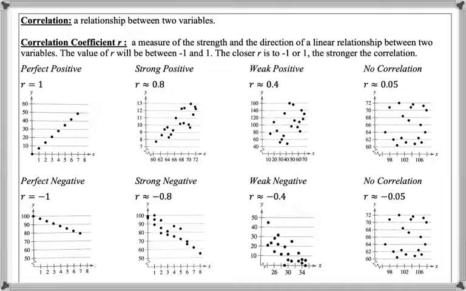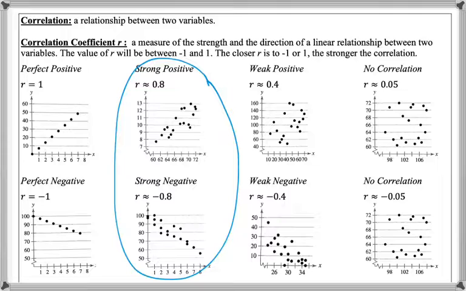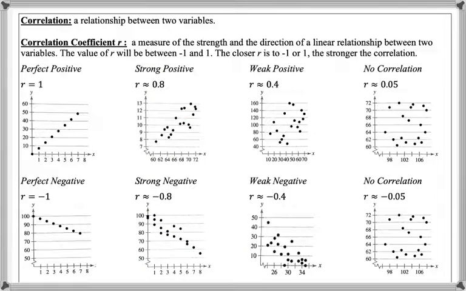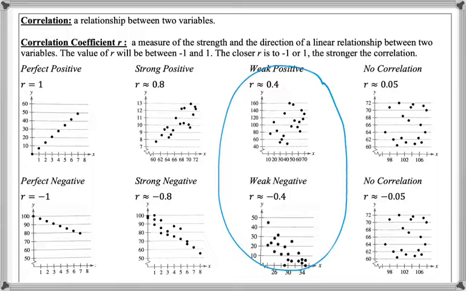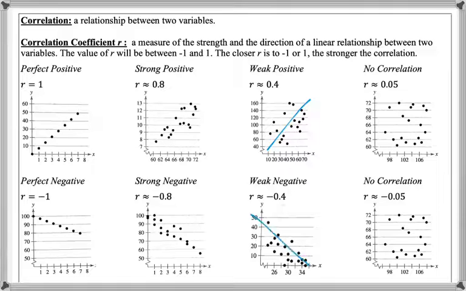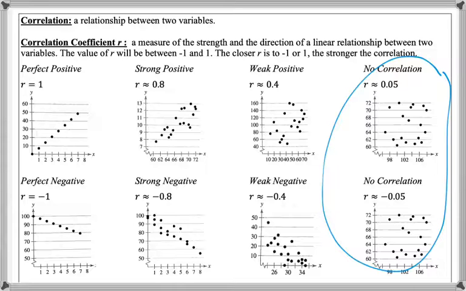If r is equal to 0.8 or -0.8, these have very strong correlation, so the data lines up very well. If r is equal to 0.4 or -0.4, this has weak correlation. So it still lines up, but not quite as well. And if r is equal to 0.05 or -0.05, so very close to 0, this does not line up.